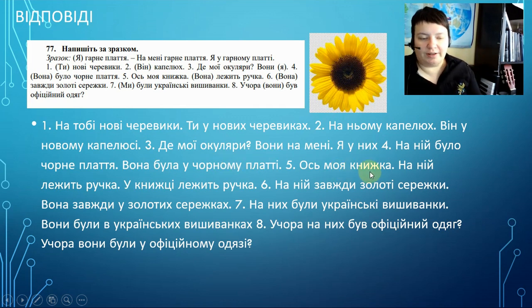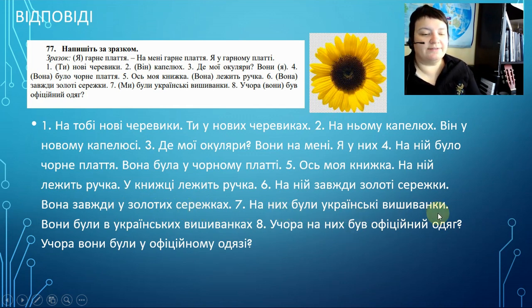Ось моя книжка. Here is my book. На ній лежить ручка. On it the pen is. У книжці лежить ручка. Or we can say, in a book there is a pen. На ній завжди золоті сережки. Golden earrings are always on her. Вона завжди у золотих сережках. She is always in golden earrings.